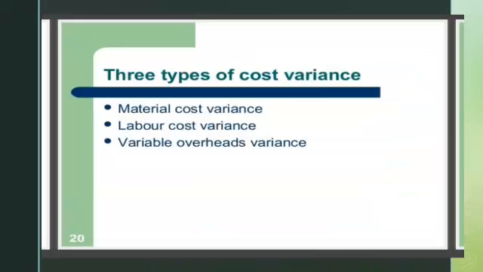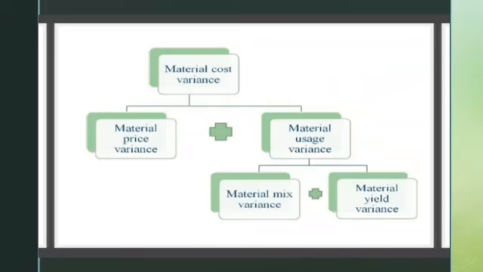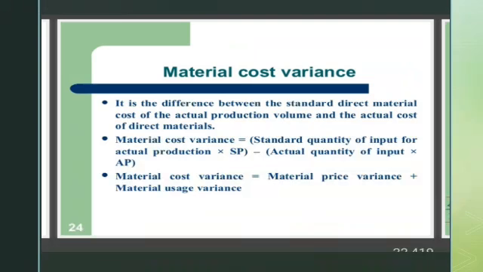Details of variances are the material cost variance, labor cost variance, overhead variance. Material cost variance is further divided into material price variance and material usage variance. Material usage variance is further divided into material mix variance and material yield variance.